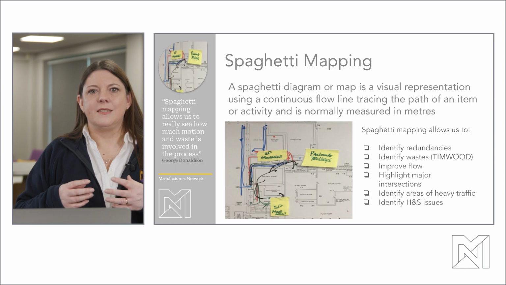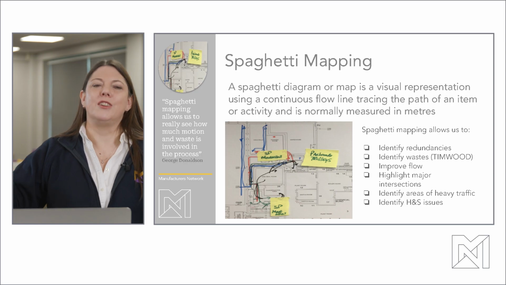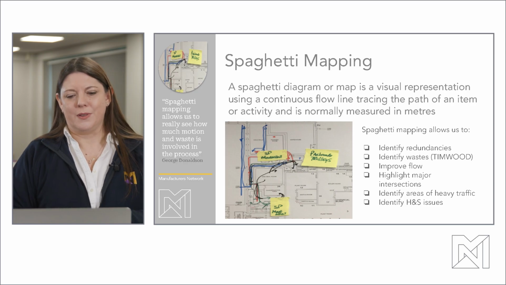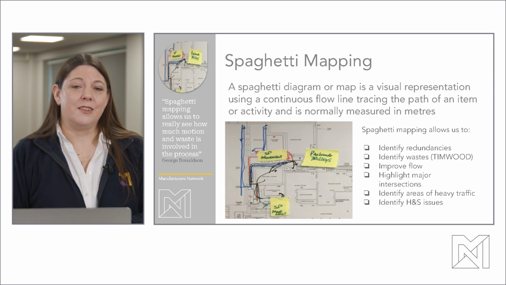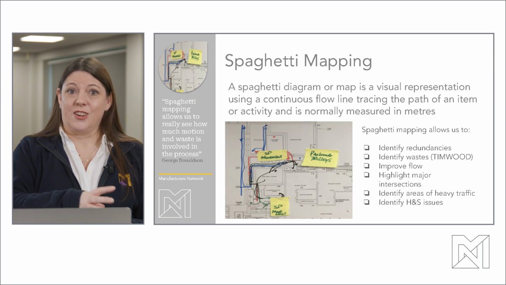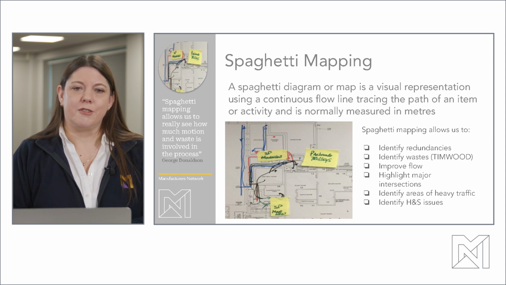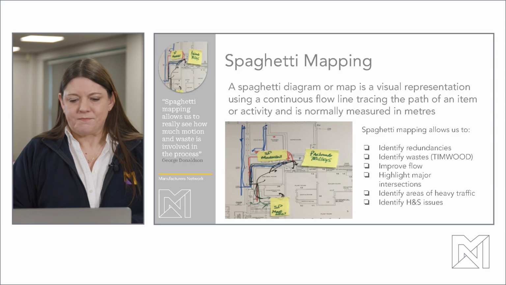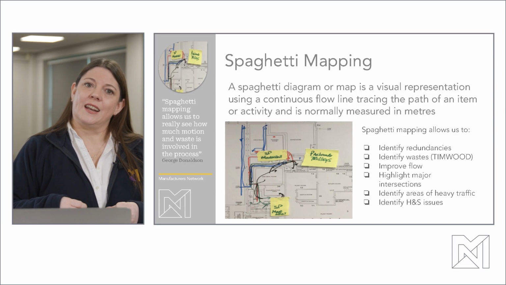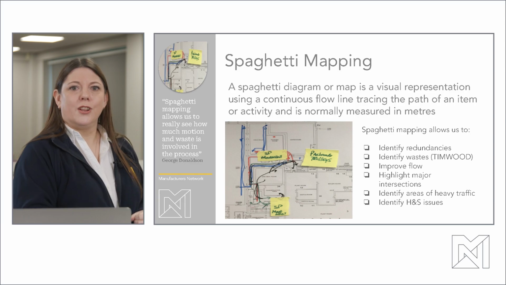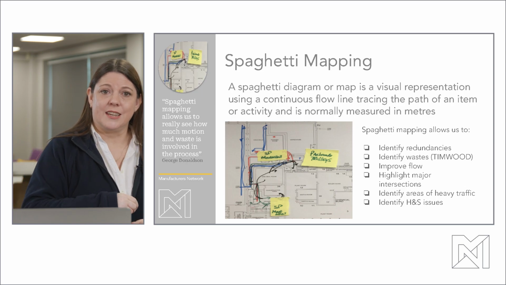Spaghetti mapping is a fantastic tool, particularly if you've got a large area and you're trying to understand the movement of people. It's a really great visual representation and a great way to identify waste in your operations or your work area. So if you remember Tim Wood, the 7 wastes from previous sections, this is a really great way to identify those. And it is literally imagining that you've got a piece of chalk on the sole of everybody's shoe and you can see that path that they're all tracing around the organisation.